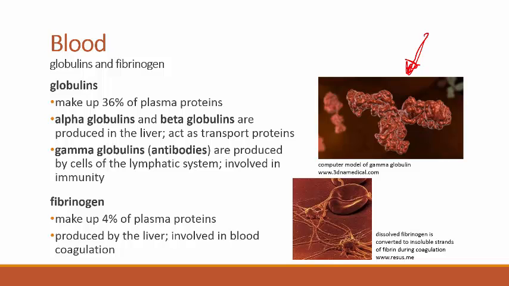And then the least abundant of the blood proteins is fibrinogen. It's only about 4% of all the plasma proteins, also produced in the liver, and it is involved in blood coagulation. So the process of coagulation is the conversion of soluble, so dissolved in the plasma, fibrinogen, into insoluble strands of protein that are called fibrin. So we have to convert fibrinogen, which is soluble, into fibrin, which is insoluble and a strandy kind of protein.